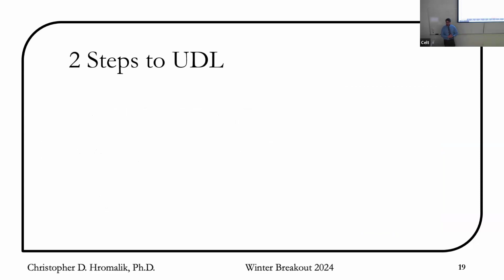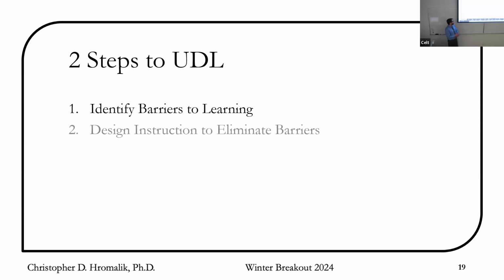It says at the top, 2 steps to UDL. I'll share with you 2 steps that you can use. These 2 steps will sound simple, but they're certainly not easy. There's a difference between what's simple and what's easy. This is not easy, but I hope to convey it in a simple way: first identify barriers to learning, and then design to eliminate those barriers.